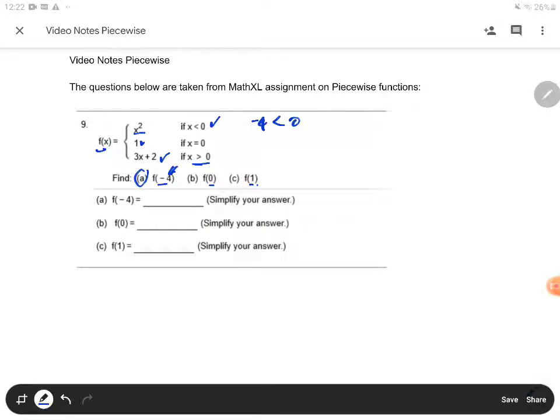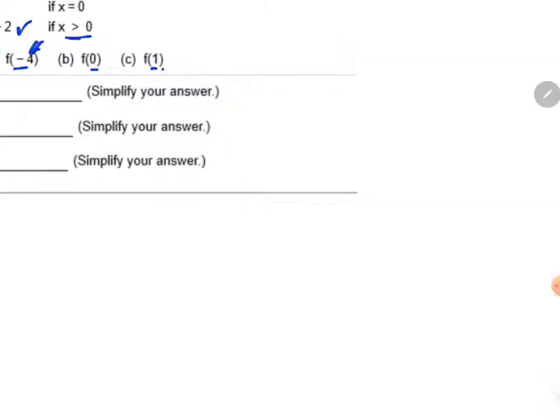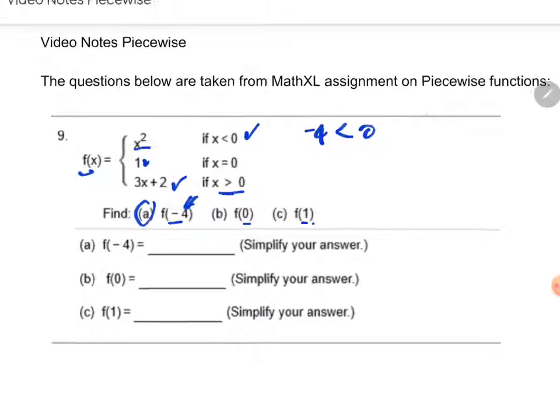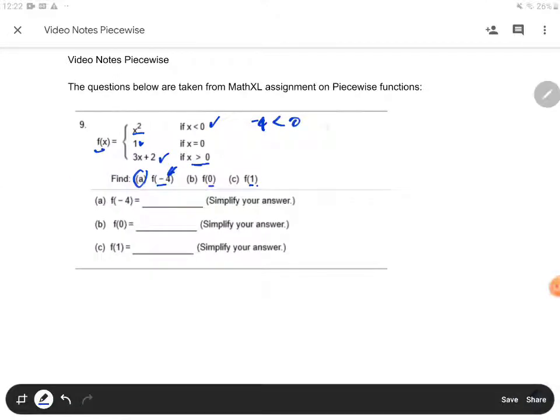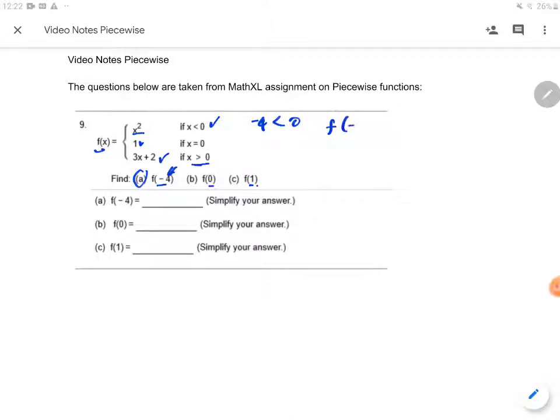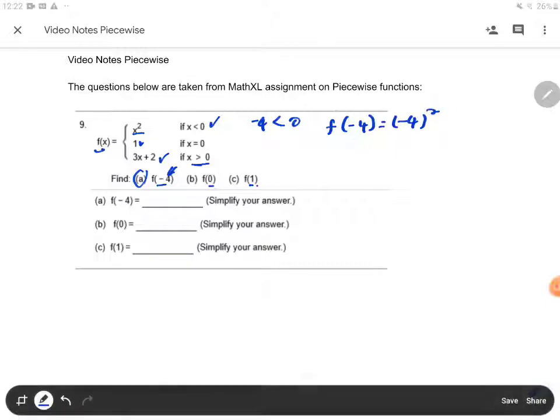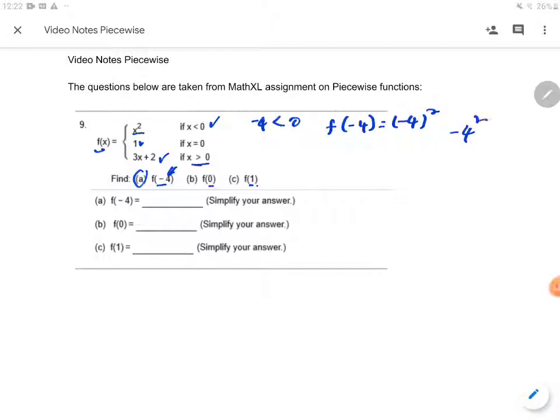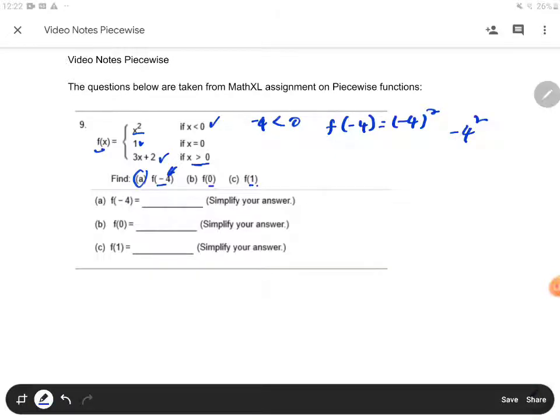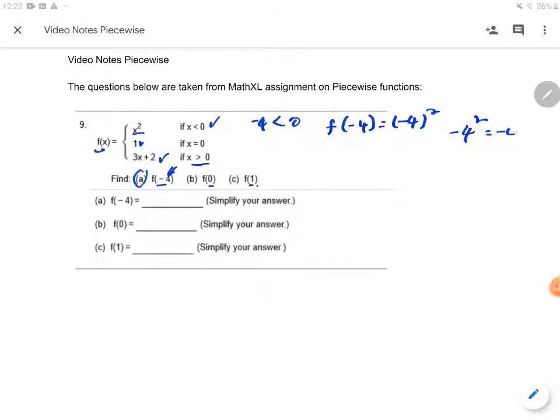So for f of negative 4, I would pick the first one, which is f of x squared. So f of x equals x squared, so f of negative 4 equals negative 4 squared. So remember to put the parentheses around, because if you write it as negative 4 squared, you are not squaring the negative, meaning this will become negative 16, which is the wrong answer. So don't do that, please. Always cover the negatives with parentheses. So this negative 4 squared is actually 16, and so 16 is your answer.